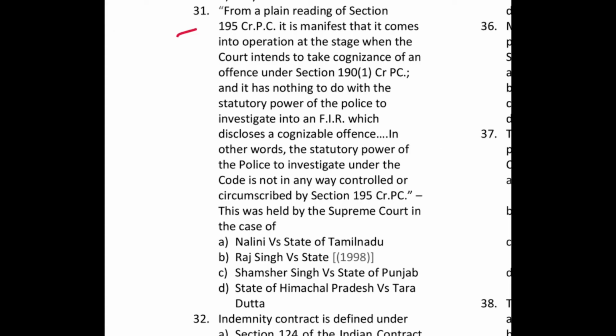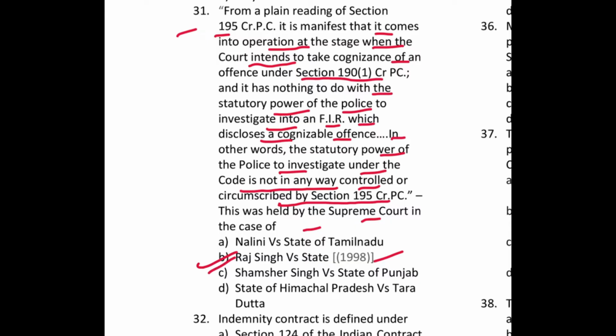Next 31. From a plain reading of section 195 CrPC, it is manifest that it comes into operation at a stage when the court intends to take cognizance of an offence under section 191 CrPC, and it has nothing to do with the statutory power of the police to investigate into FIR which disclose a cognizable offence. In other words, the statutory power of the police to investigate under the code is not in any way controlled or circumscribed by section 195. This was held by Supreme Court in which case? Raj Singh versus State. B is the answer.